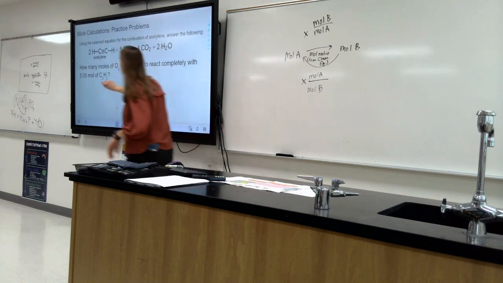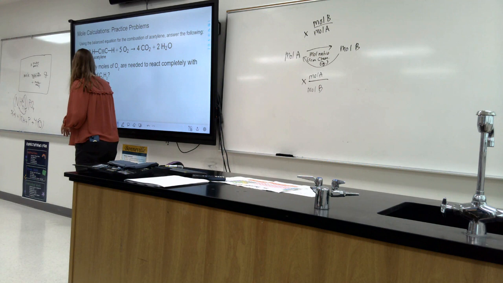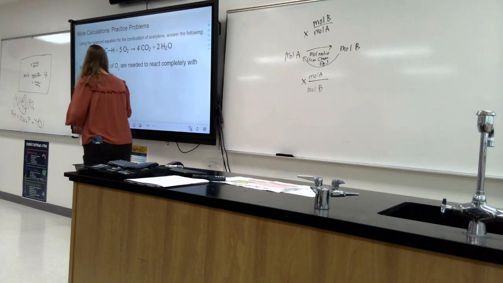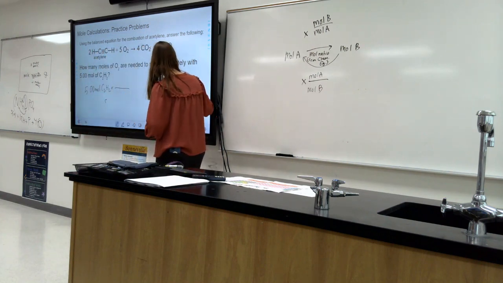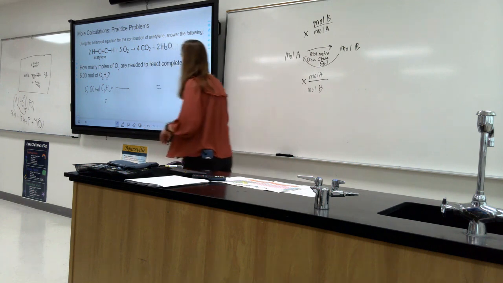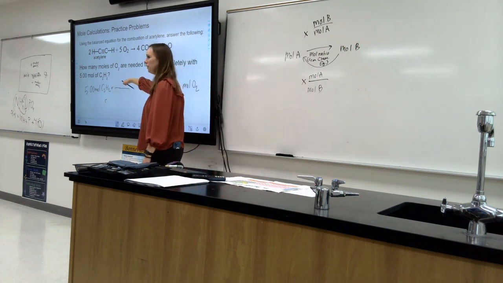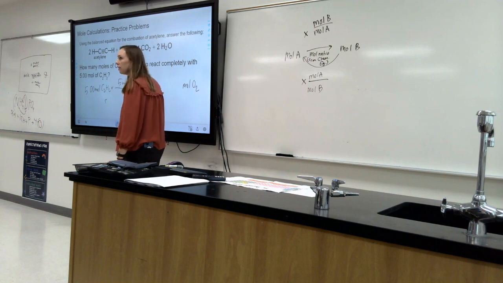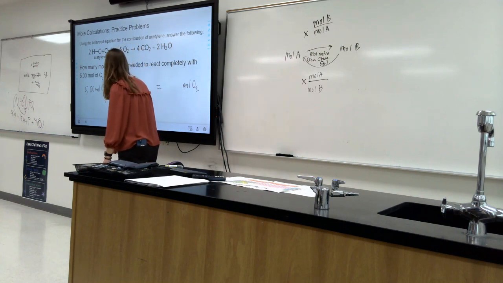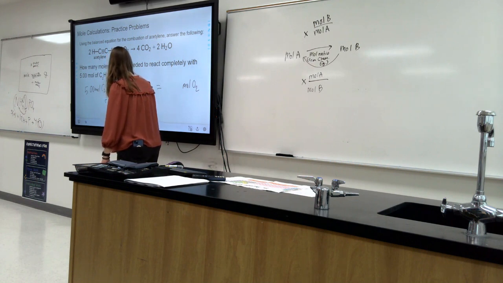Okay, so now we have 5 moles of C2H2. Okay, this one. What will our answer be? Okay, moles of O2. All right, so then what needs to go on the top of our unit conversion? Good, 5 moles of O2. And what should go on the bottom of our unit conversion? 2 moles of C2H2. Good.